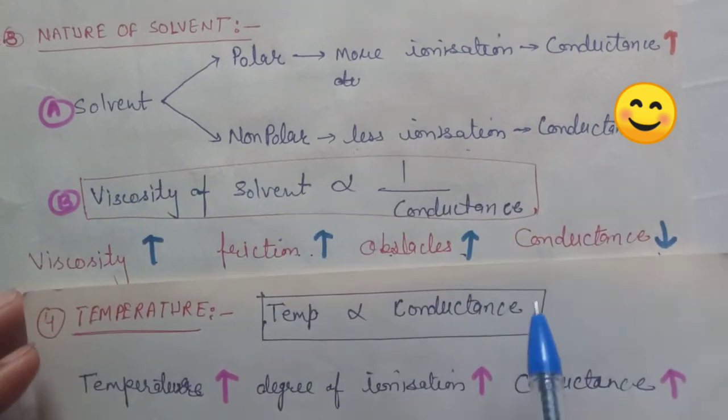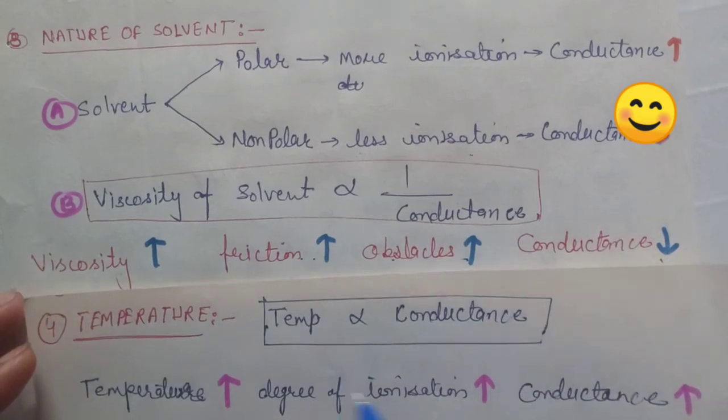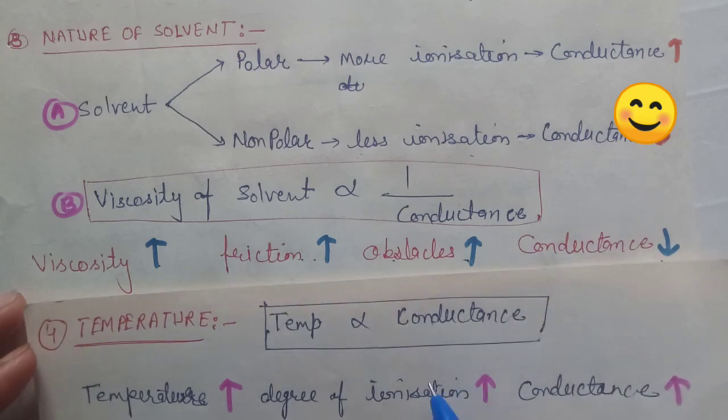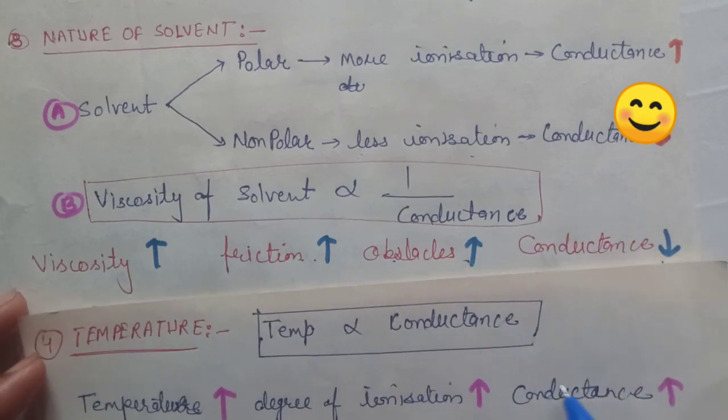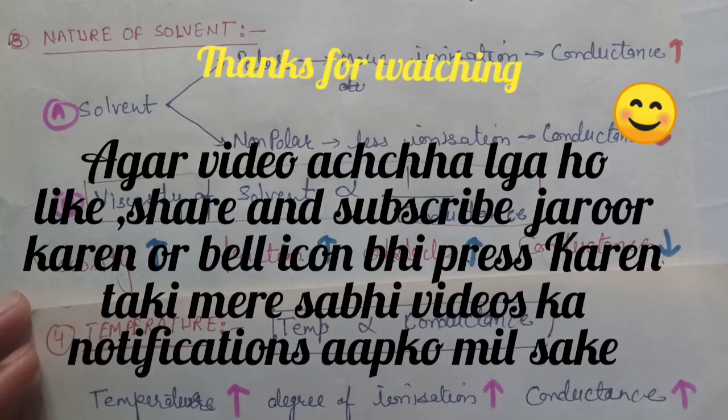Temperature is directly proportional to conductance. Why? As temperature increases, degree of ionization increases. As degree of ionization increases, number of ions increases, so the conductance also increases. Okay, clear? Thus these four factors affect the conductance of the electrolytes.